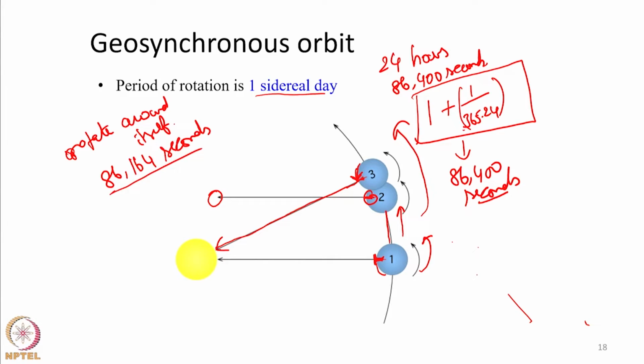So, the sidereal day, for the Earth to rotate around itself, is actually less than a mean solar day, which is 24 hours. Okay. That is the time taken by Earth to complete one rotation. So, the orbital period or rotation time for Earth is one sidereal day, 86,164 seconds, only with respect to itself.